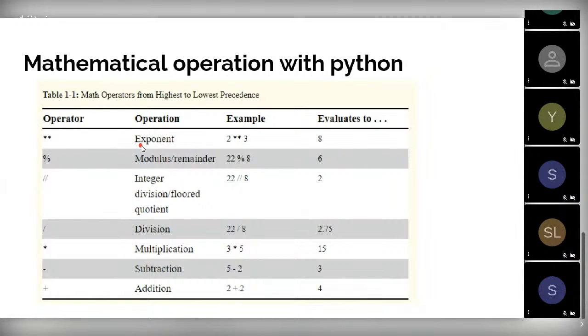Exponent basically has two variables. If you are writing a to the power b, then a is here 2 and b is here 3. So it is written as 2 double star 3, and it is treated like 2 to the power 3. So the answer will be 8. These are called operators, and the next operator is the modulus operator.